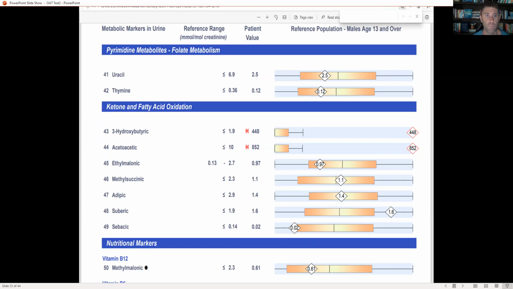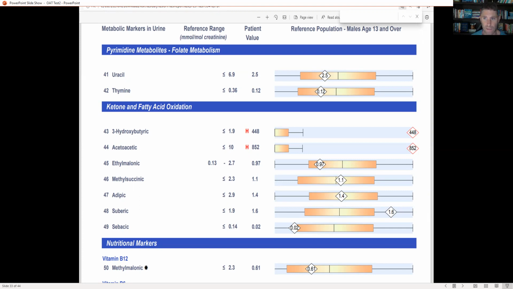So let's talk about folate metabolism. Uracil and thymidine are looking at folate metabolism. And so if these markers right here are flagged, then that can be a sign of MTHFR or not enough folate in the diet. You may need to supplement. So that's a marker there.